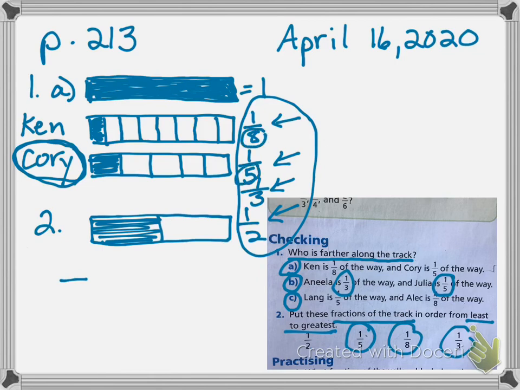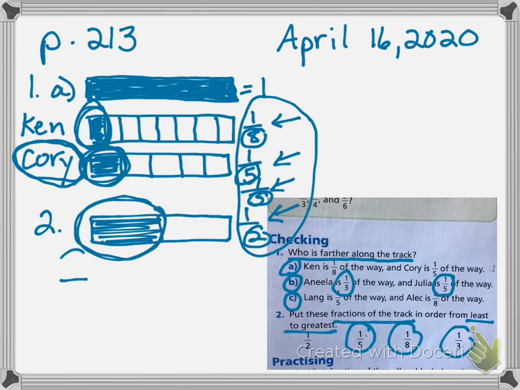That is not going to tell you which one is the smallest. You need to look at how much space do they take up? How much of the whole do they take up? And I want you to take the smallest one first. So is it 1/8, 1/5, 1/3, or 1/2? Look for the one that takes up the smallest amount of space.